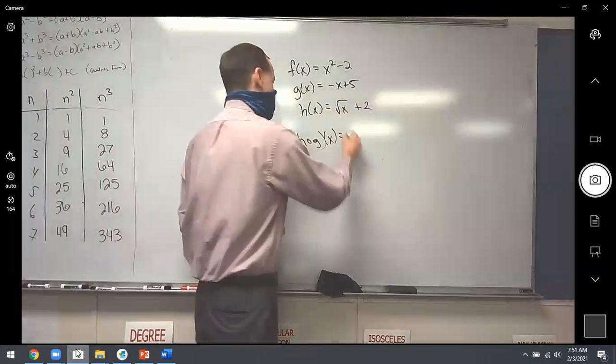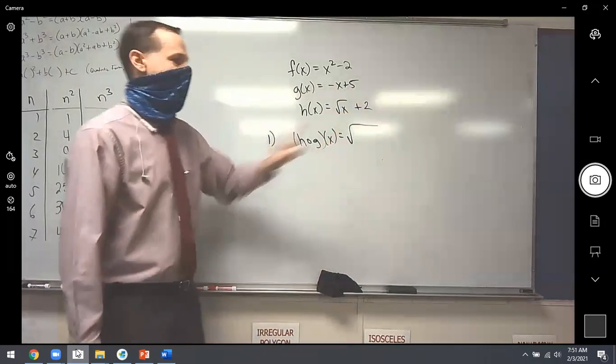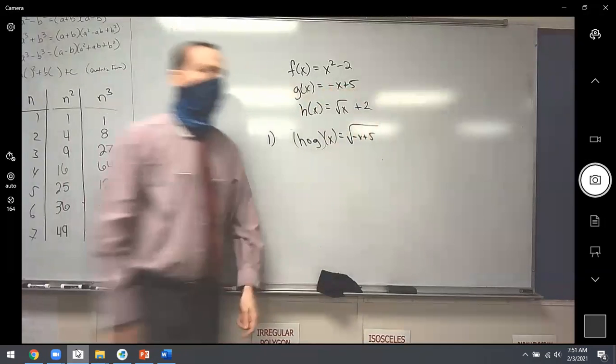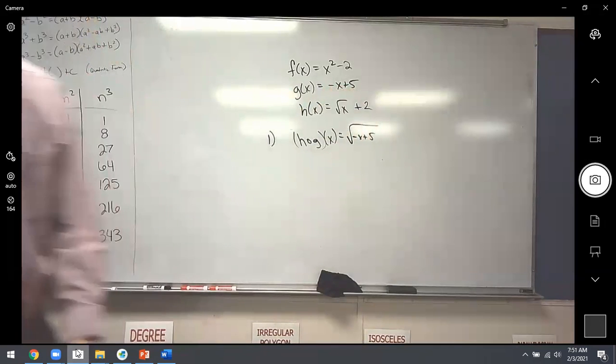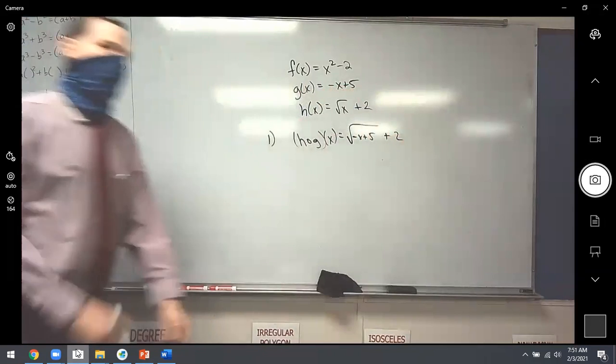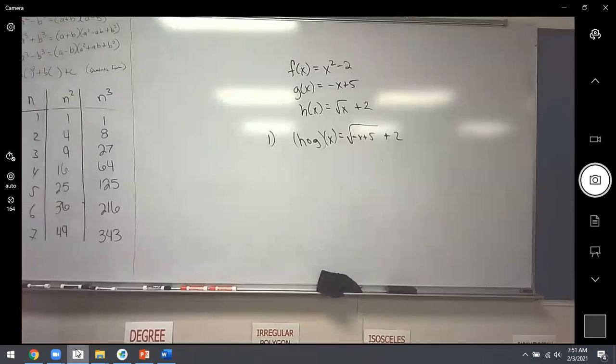And that will result in square root of negative x plus 5, because I'm plugging in g, which is negative x plus 5. The x was under the root, so the thing I plugged in is completely under the root. And then we have a plus 2 right there. And we're all done with that.